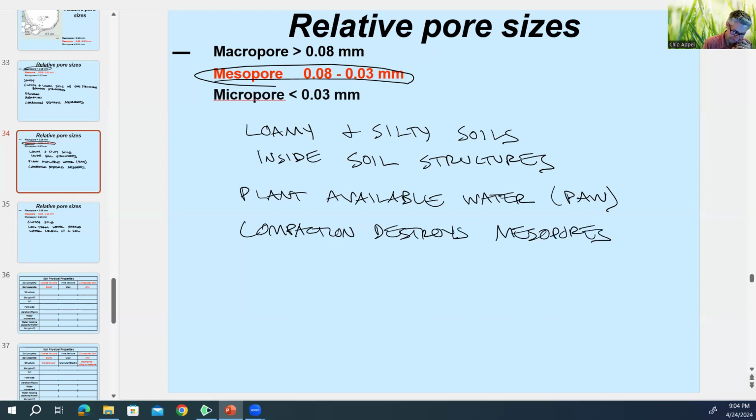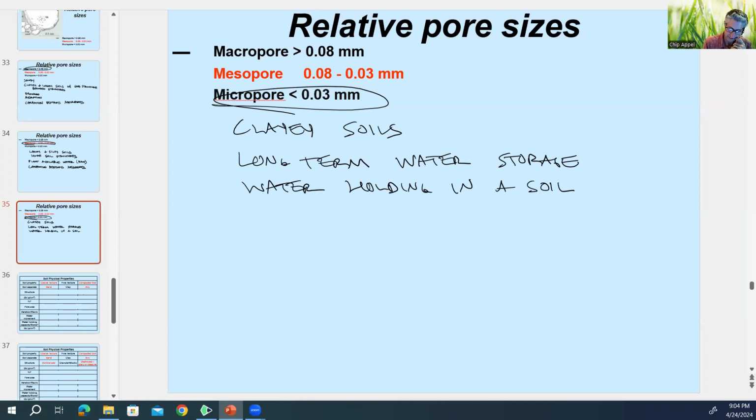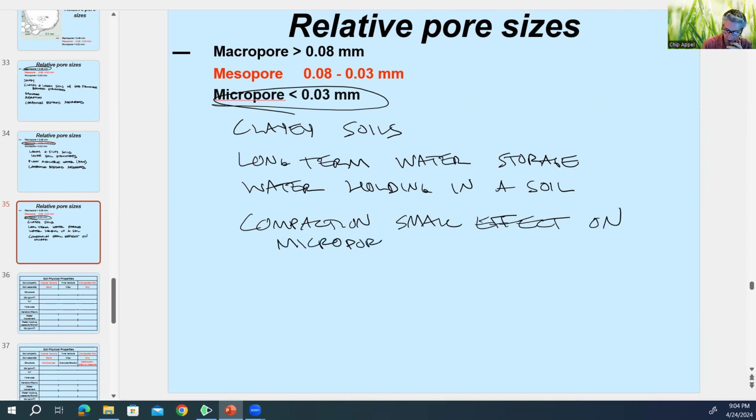And lastly, for our micropores, right? We're talking about the micropores on this slide. Compaction, most of the time, has a pretty small effect on our micropores, unless the soil is wet. If the soil is wet, then the micropores can be destroyed, okay? When soil is wet or saturated, all right, compaction can destroy them.